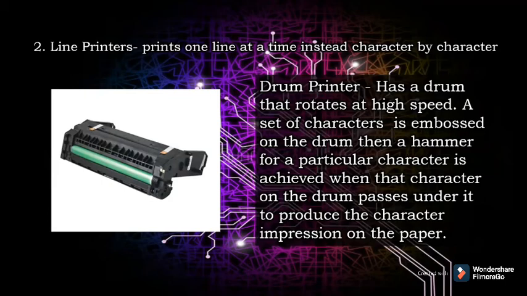Sunod naman, we have line printers. So mas mabilis siya kumpara doon sa character printers kasi line printers print one line at a time instead of character by character. One example of a line printer is the drum printer. Drum printer has a drum that rotates at high speed and a set of characters is embossed on the drum. Then a hammer for a particular character is activated when that character on the drum passes under it to produce the character impression on the paper. Next.